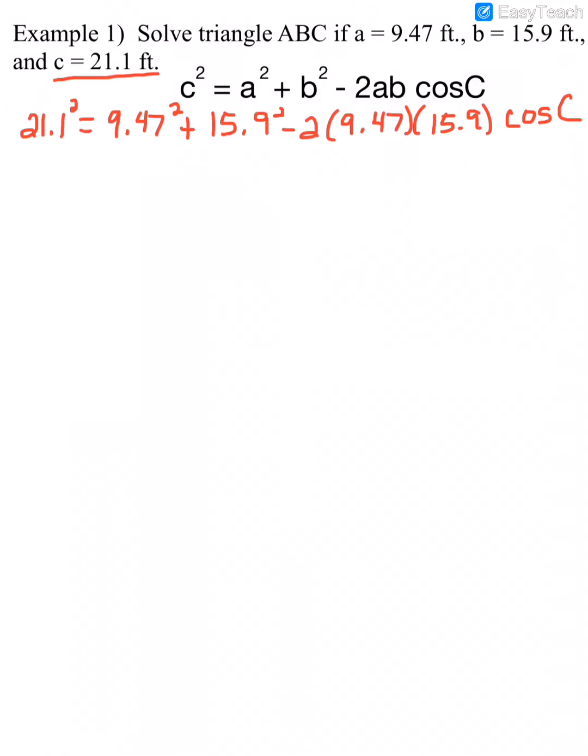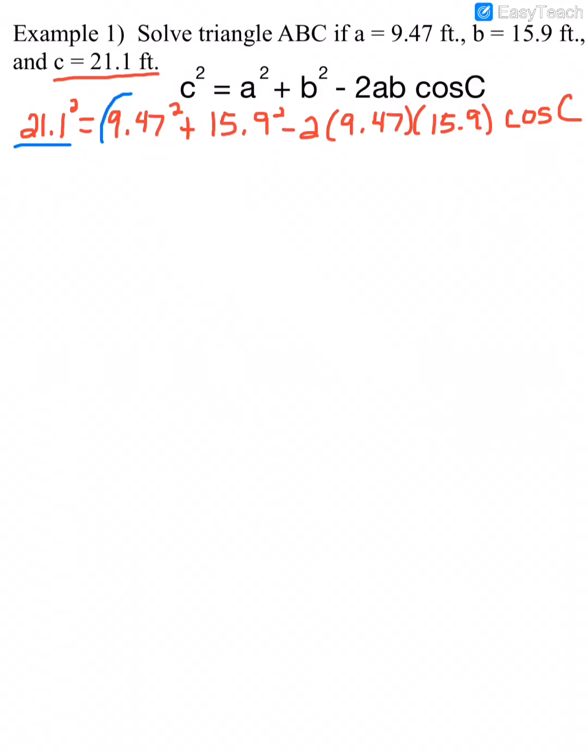So we're trying to solve for angle C. We need to isolate C, or get C by itself, but we need to make sure that we follow order of operations. Remember, before we do any addition or subtraction, we need to do the exponents, and then we also need to do multiplication or division.